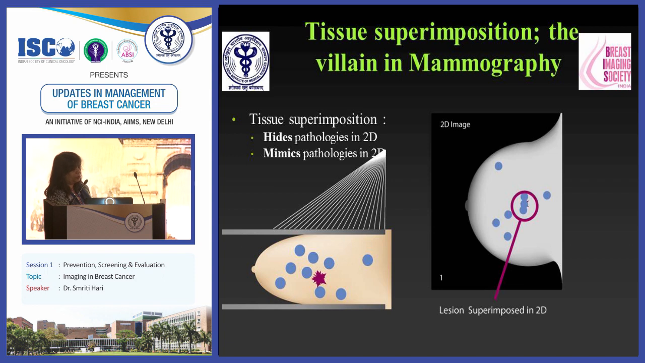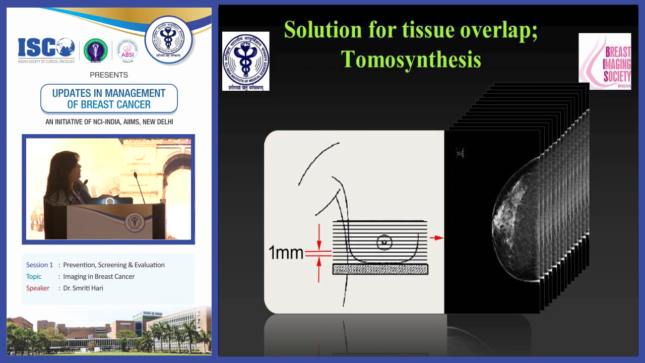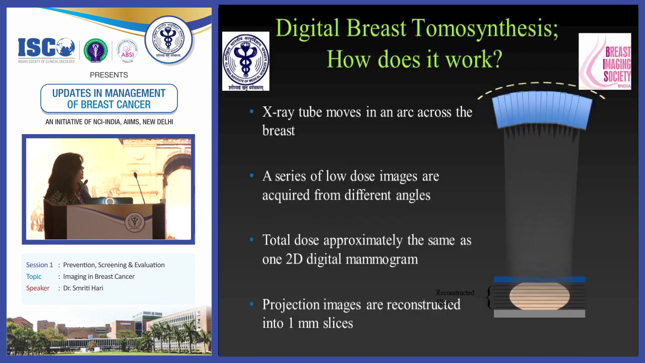So the new kid on the block is tomosynthesis, wherein, instead of a single 2D image, what you get is a stack of images, like in the CT scan. They are actually 1 millimeter sections through the breast, and you can scroll through them and hopefully unravel the structures within the breast.